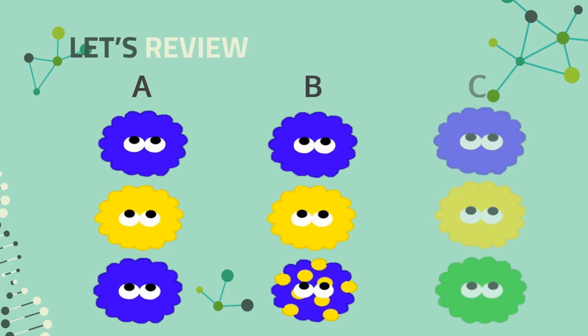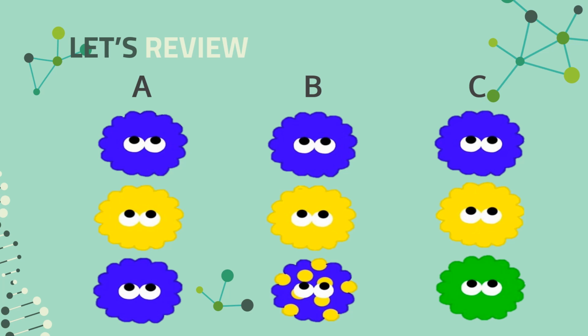What about the third column? That's correct. This signifies incomplete dominance. Notice that there is a third or a new phenotype, which is a blend of the first two phenotypes.